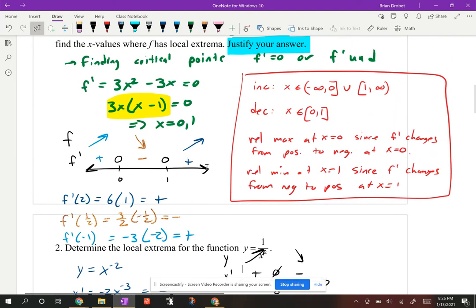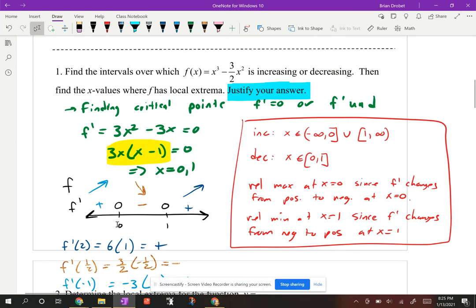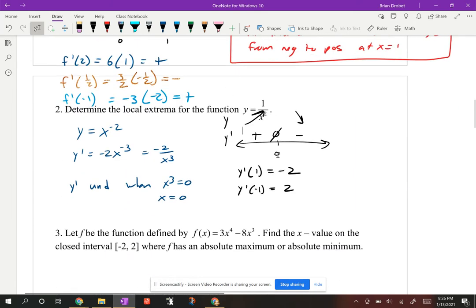Up above here, that was not a problem. I could plug 0 in here and get an answer. I could plug 1 in here and get an answer. They are included in my intervals of increase and decrease. They are maximums and minimums because the function exists there. This one, and that's why it's important to denote this as non-existent, because that reminds me to check this.